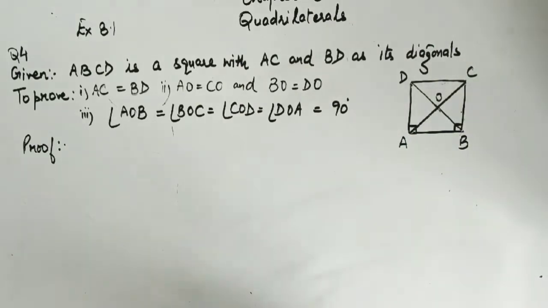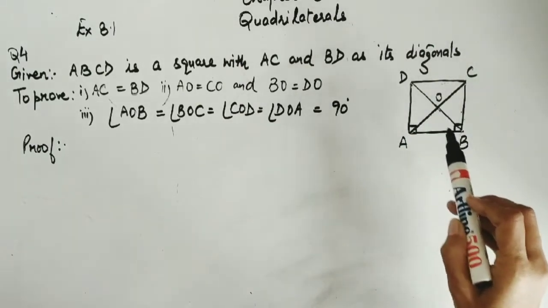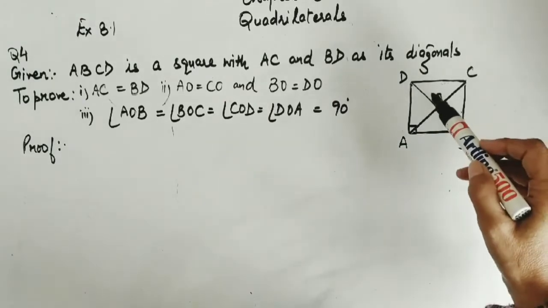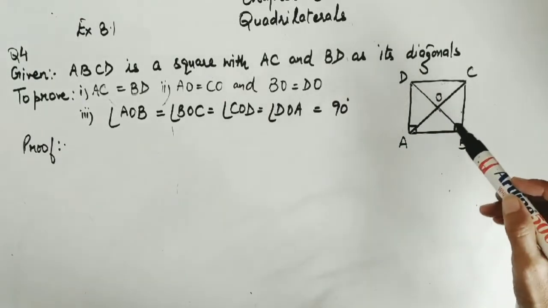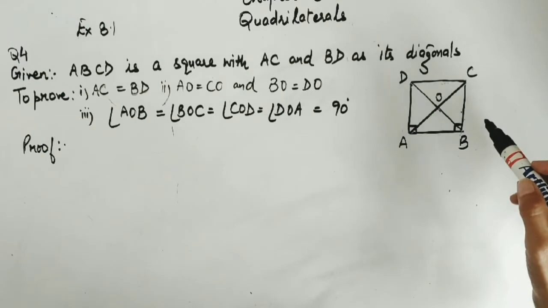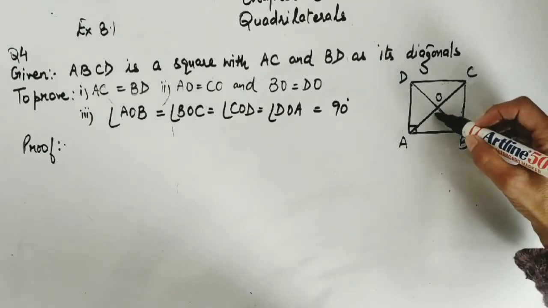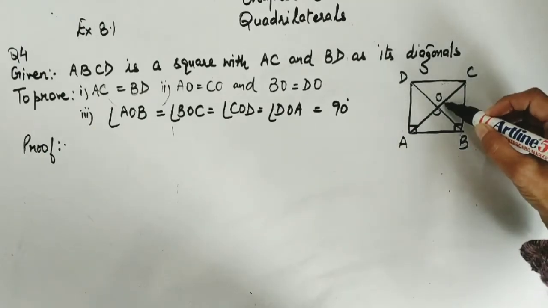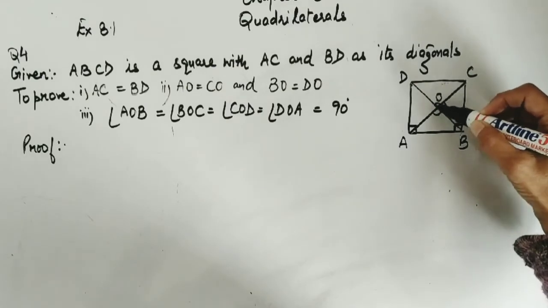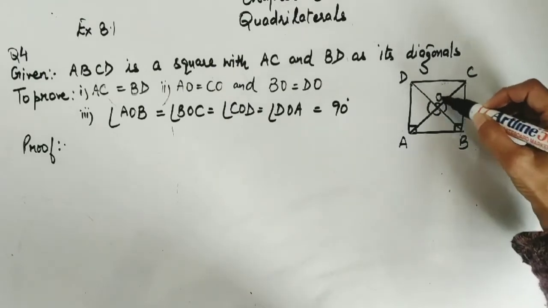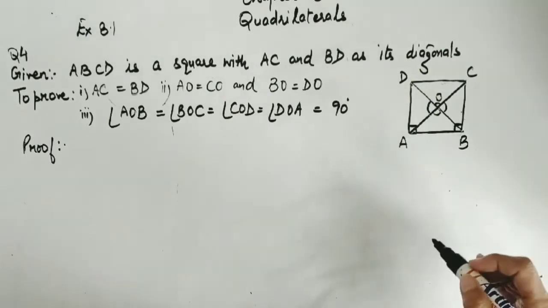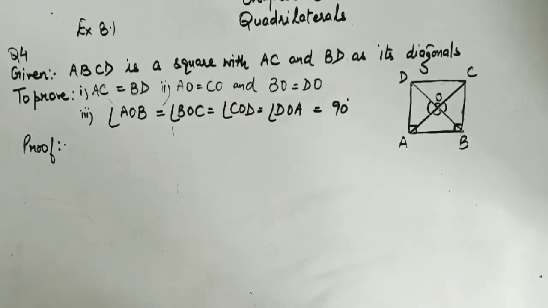AO is equal to CO and BO is equal to DO. And after that, the third part demands that you prove the angles over here, angle AOB, BOC, COD and DOA, are each 90. So we have three parts to prove. Let's begin with the first one.